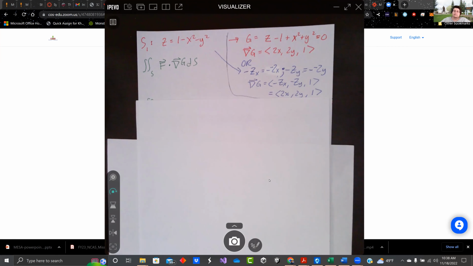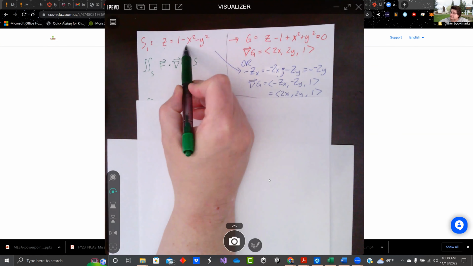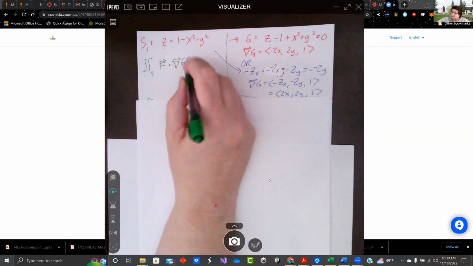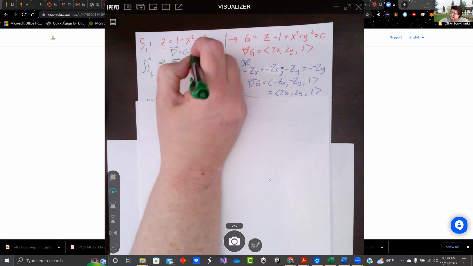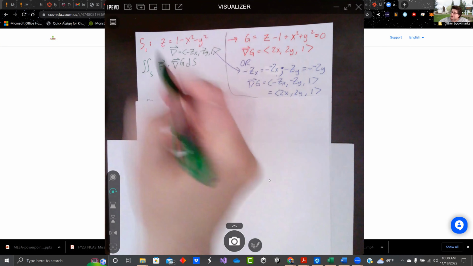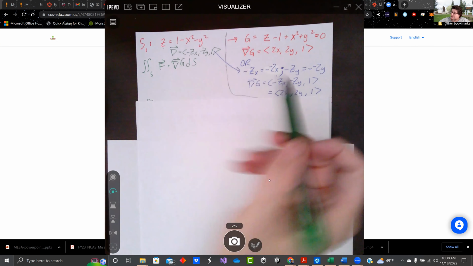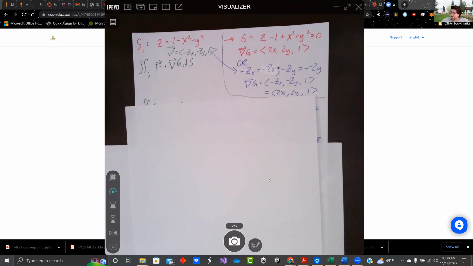I might show that a little clearer. When we take the derivative of z with respect to x, we get negative 2x. And remember, what goes in for del g is negative z_x, negative z_y, and 1. So negative of negative 2x gives the positive 2x. Negative signs are the quickest thing that throws students off, and I don't want to rush that part.